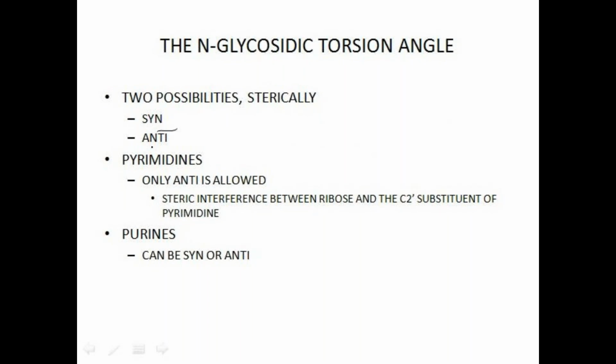Okay, and next, the N-glycosidic torsion angle is in the form of syn conformation and anti conformation. In pyrimidines normally we observe only the anti conformation. That means the ribose sugar and the C2' end of the pyrimidine are participating in the bond, whereas purines may exist in syn position or anti position depending upon the N group. And that is called the N-glycosidic torsion angle.